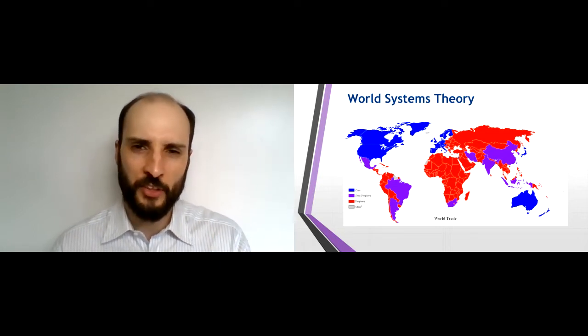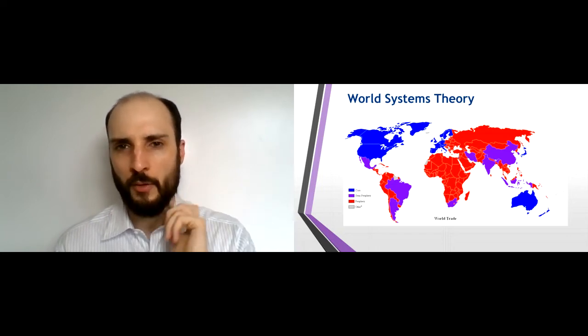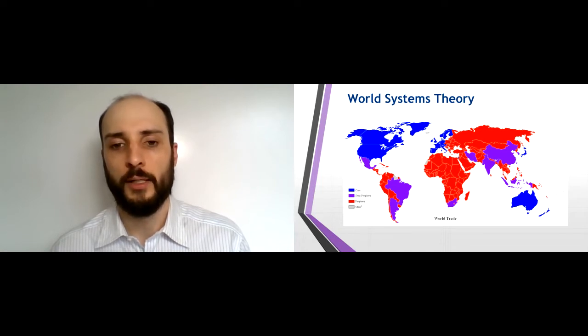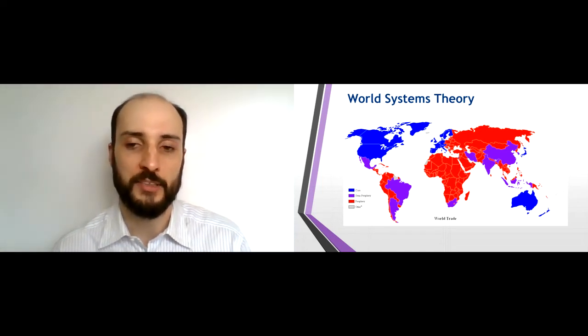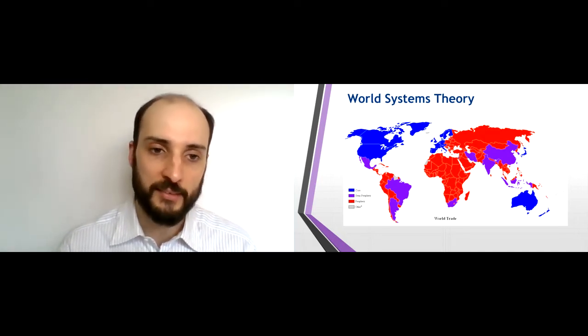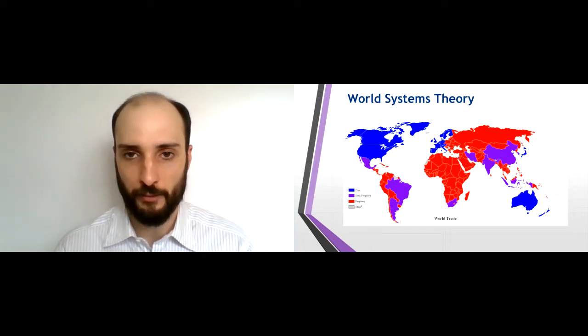But this kind of division very neatly maps on to what we typically term the global south or the global north, what used to be called the first and the third world during the Cold War. And again, the idea is that all these countries in red are basically exploited by the countries in blue, and that the wealth and the success of the countries in blue depends on the exploitation of the countries in red.